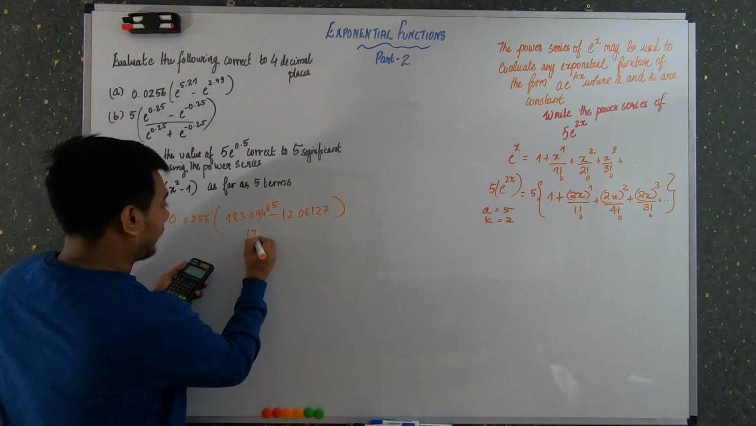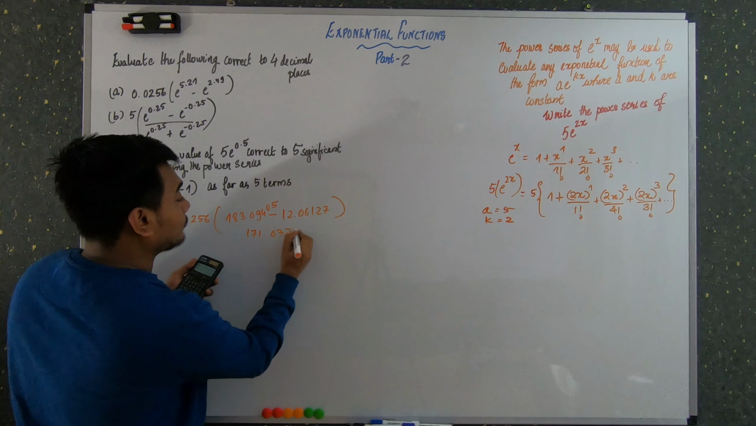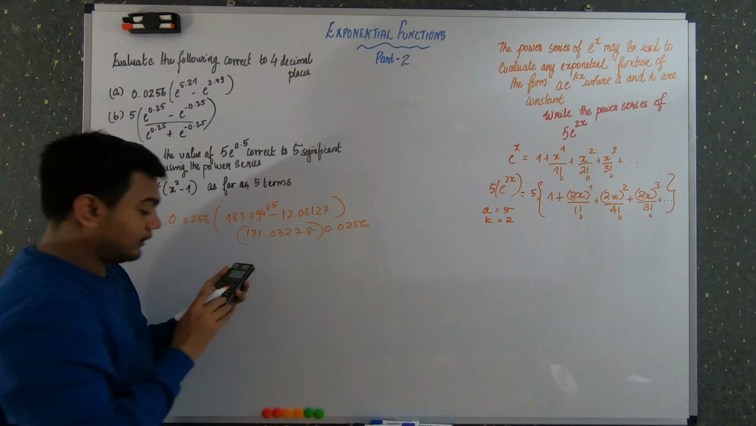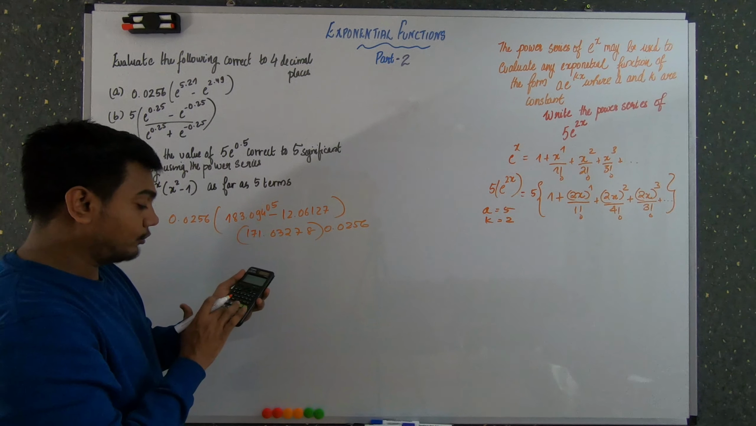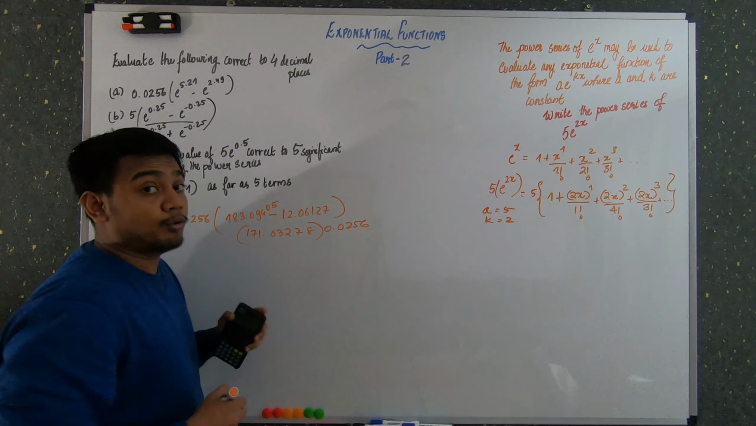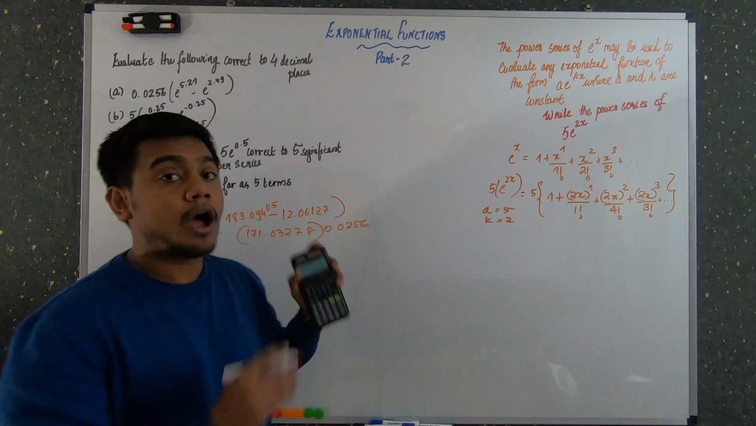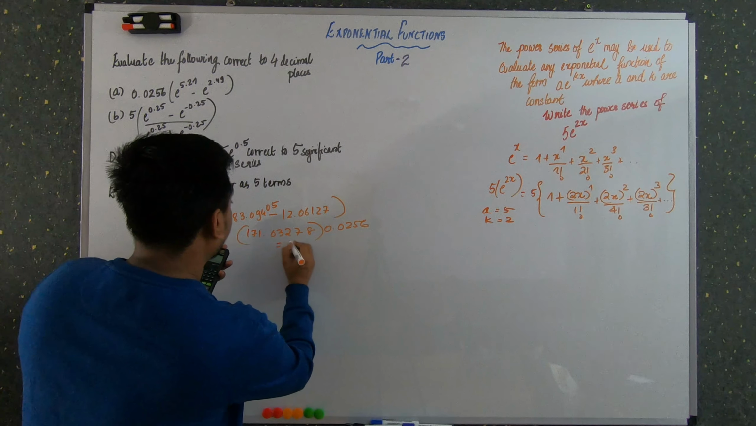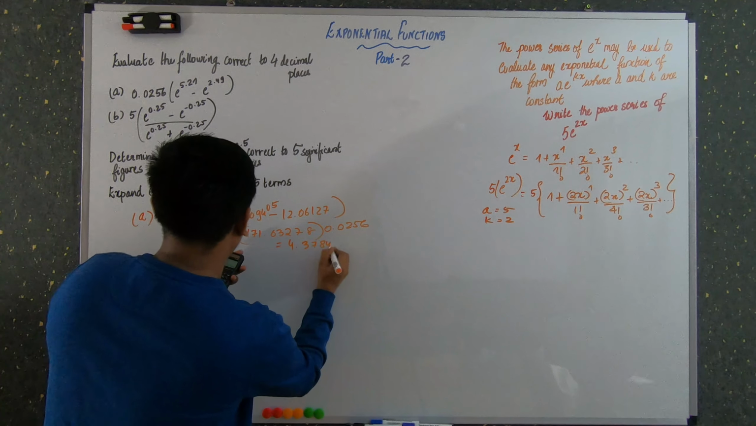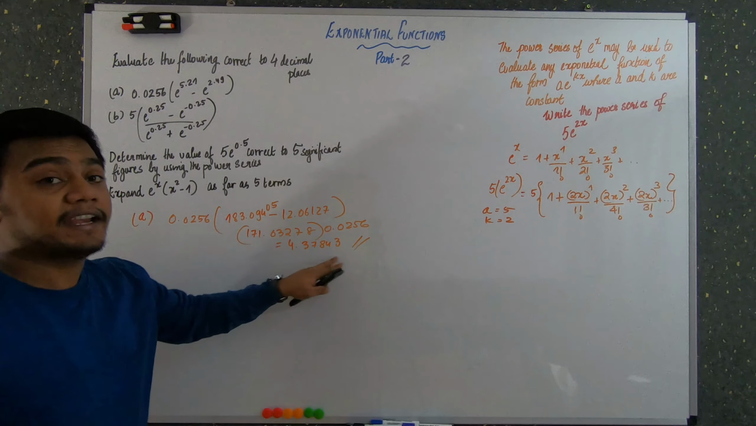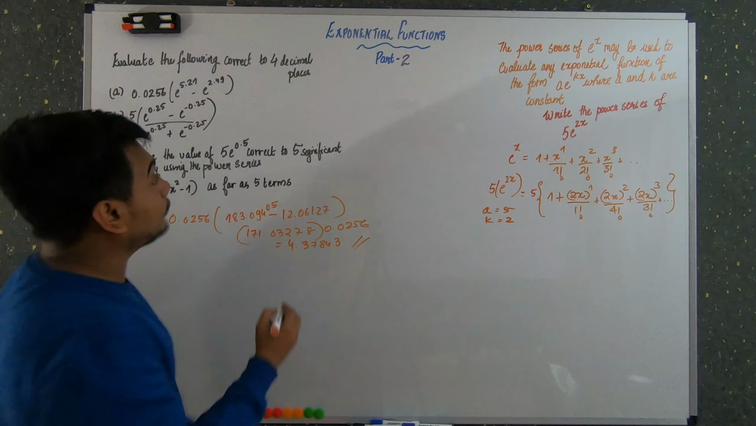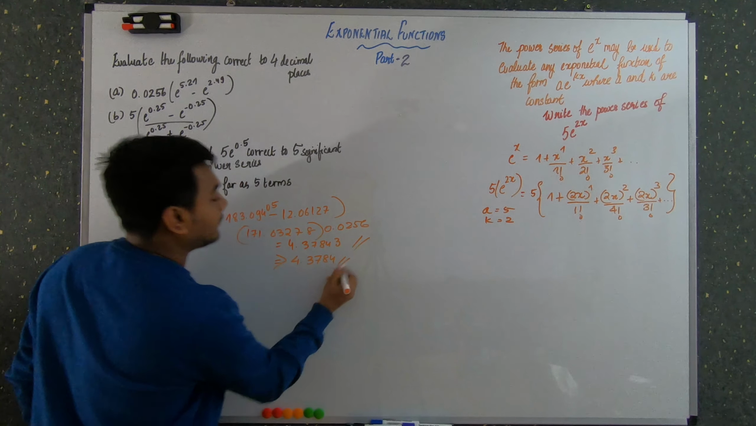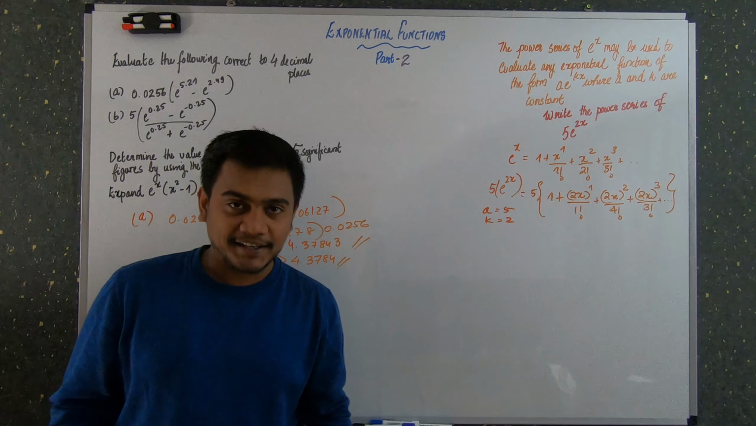It is 171.03278, and it should be multiplied with 0.0256. You are free to do it any way you wish, but I just wanted to show you how to evaluate exponential functions using a scientific notation calculator. So the final answer is 4.37843. This is up to 5 decimal places, but it is said to write only up to 4 decimal places, so your final answer is 4.3784.